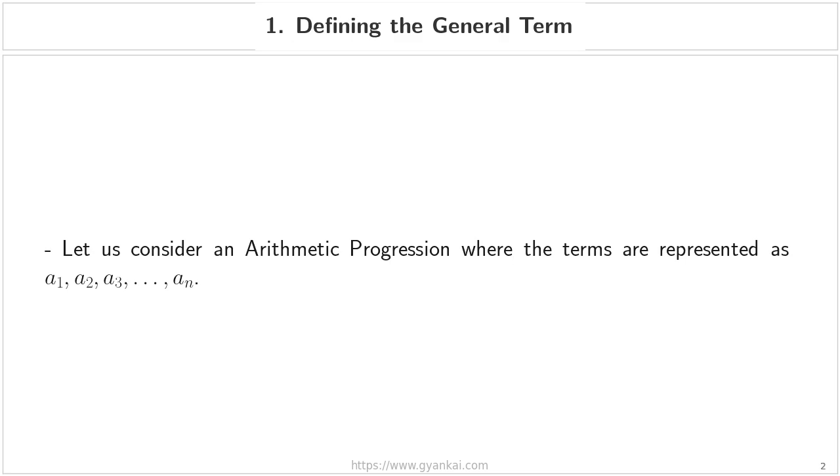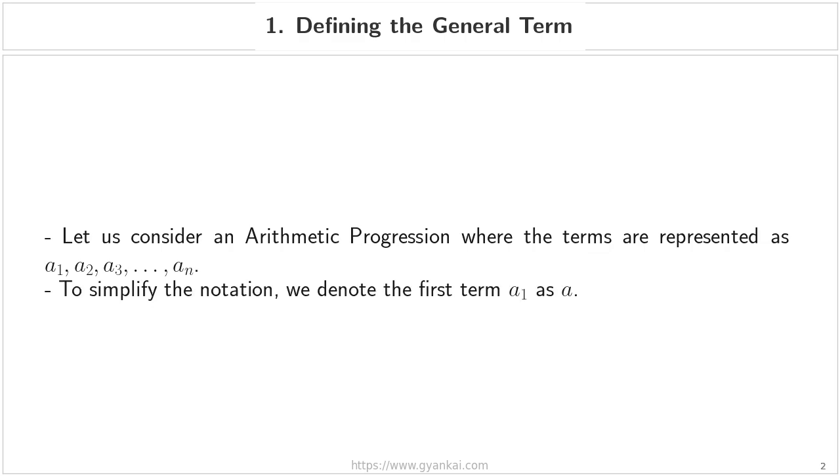1. Defining the general term. Now that we've established why we need a more efficient way to find terms in a sequence, let's move on to slide 2, where we will formally define our notation. Imagine we are looking at an arithmetic progression, and we represent its terms as a sequence: a sub 1, a sub 2, a sub 3, and so on, continuing all the way to the nth term, which we call a sub n.